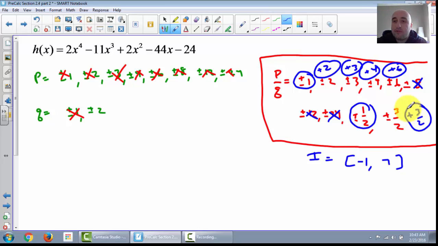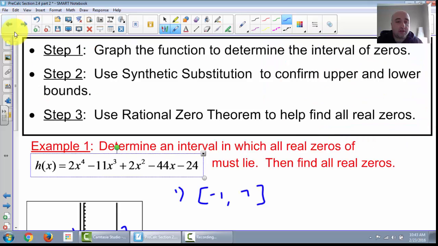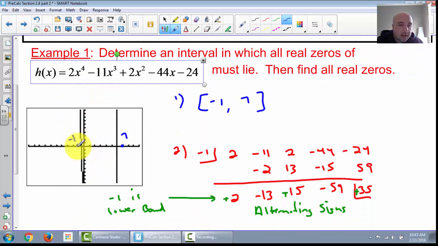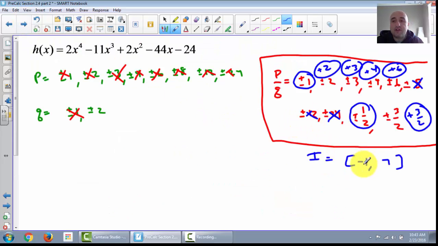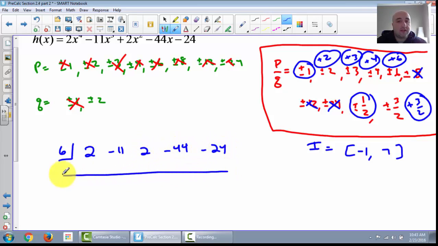Now, the nice thing about this is all we really need to do is pick the ones that are close to -1 and 7, because you can tell from the picture that this 0 is pretty close to -1. So what is the closest number in our list to -1 and 7? Let's do the upper bound one first. Which one of these numbers is closest to 7? We're going to try 6, with our numbers 2, -11, 2, -44, -24. Let's see if this works. We may need our calculator, so let me open that up.